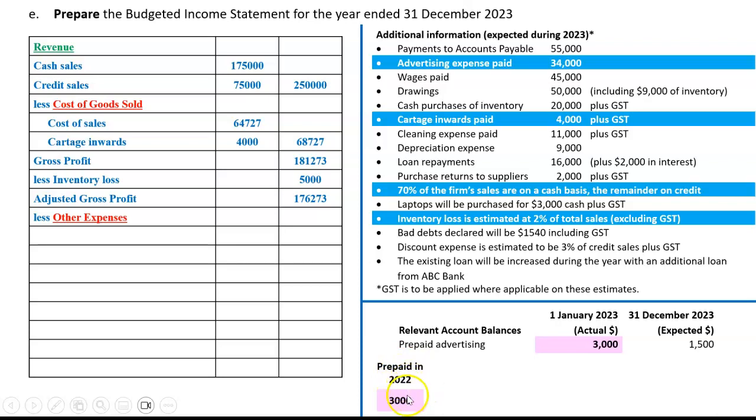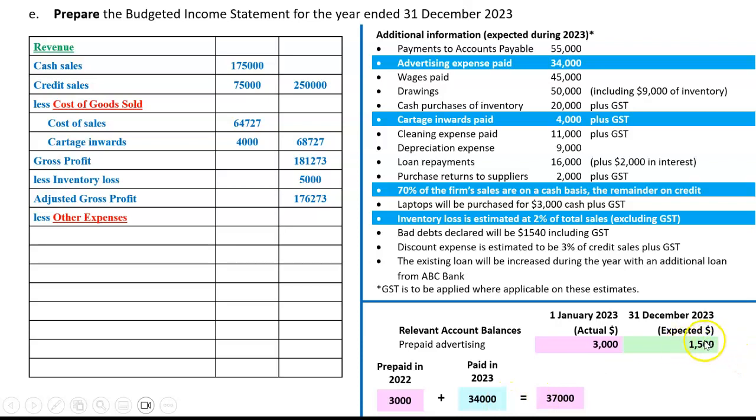So the advertising expense is at least 3,000. Now, we're also going to pay 34,000 this year. So that must mean if you go 3,000 prepaid last year, 34,000 paid this year, that's a total of 37. So should we go here and write advertising 37,000? Not quite, because what we need to factor in is when we made these payments of 34,000, we also prepaid this bit for the future.